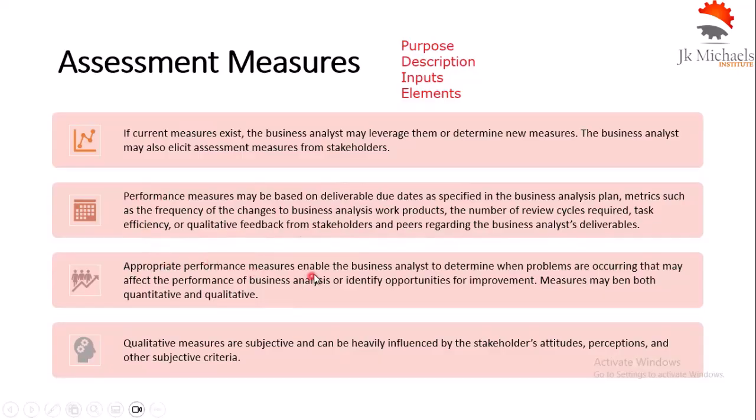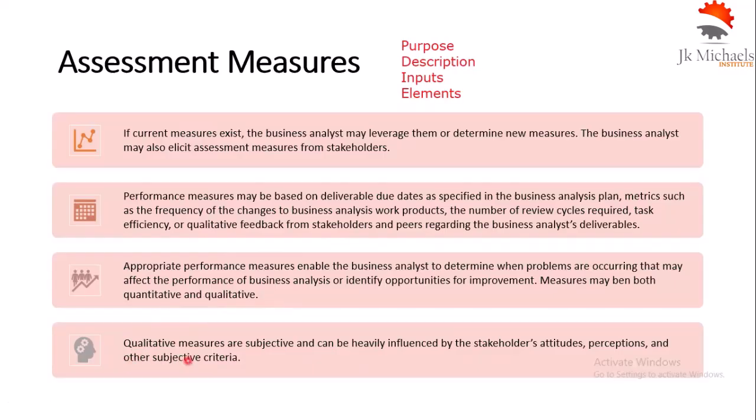Appropriate performance measures will enable the business analyst to determine when problems are occurring that may affect the performance of business analysis, or identify opportunities for improvement. Measures that we can use can be qualitative and quantitative. Qualitative measures are subjective. How did you find the business analysis work? It was fantastic. It was wonderful. I like the way the business analyst interacted with us. I think I can trust the BA. That's qualitative, and qualitative can be influenced by stakeholders' attitude, perception, and other subjective criteria.